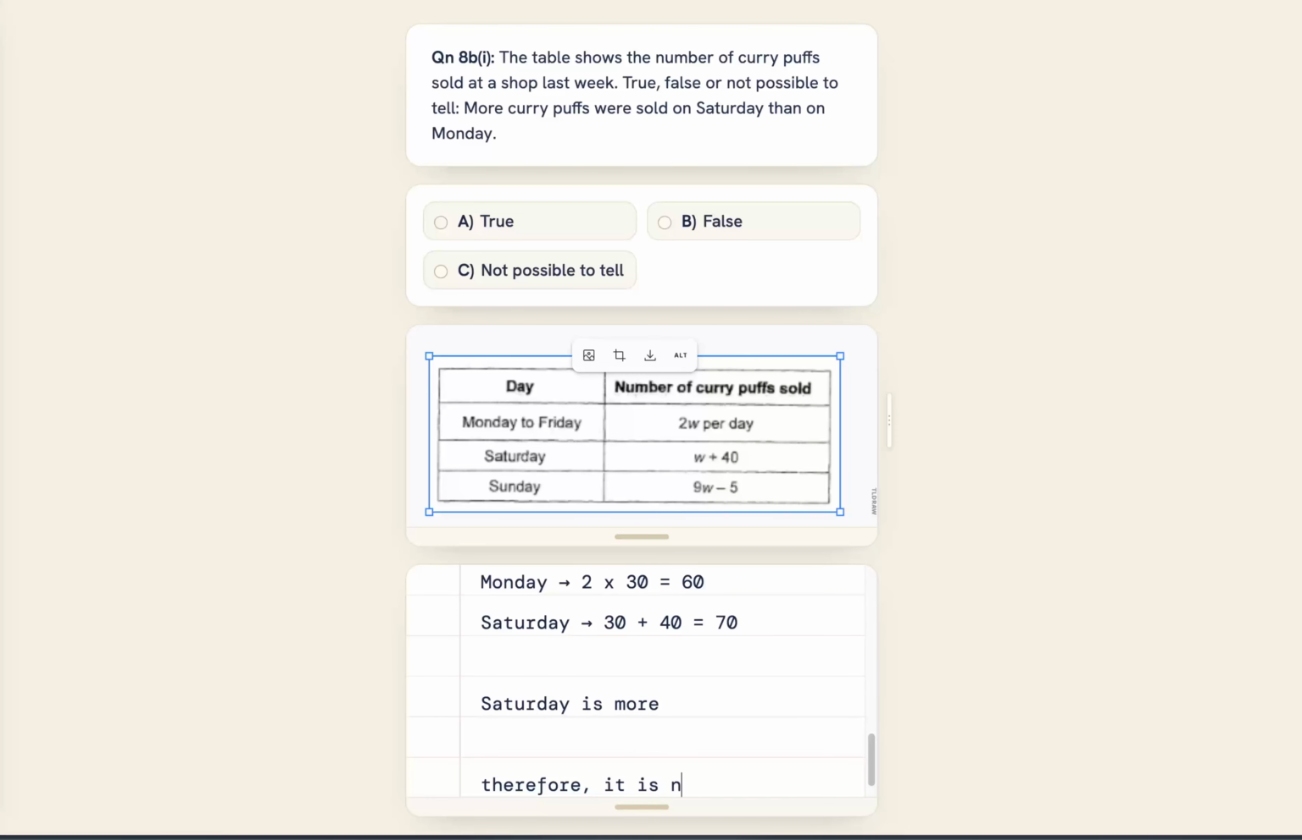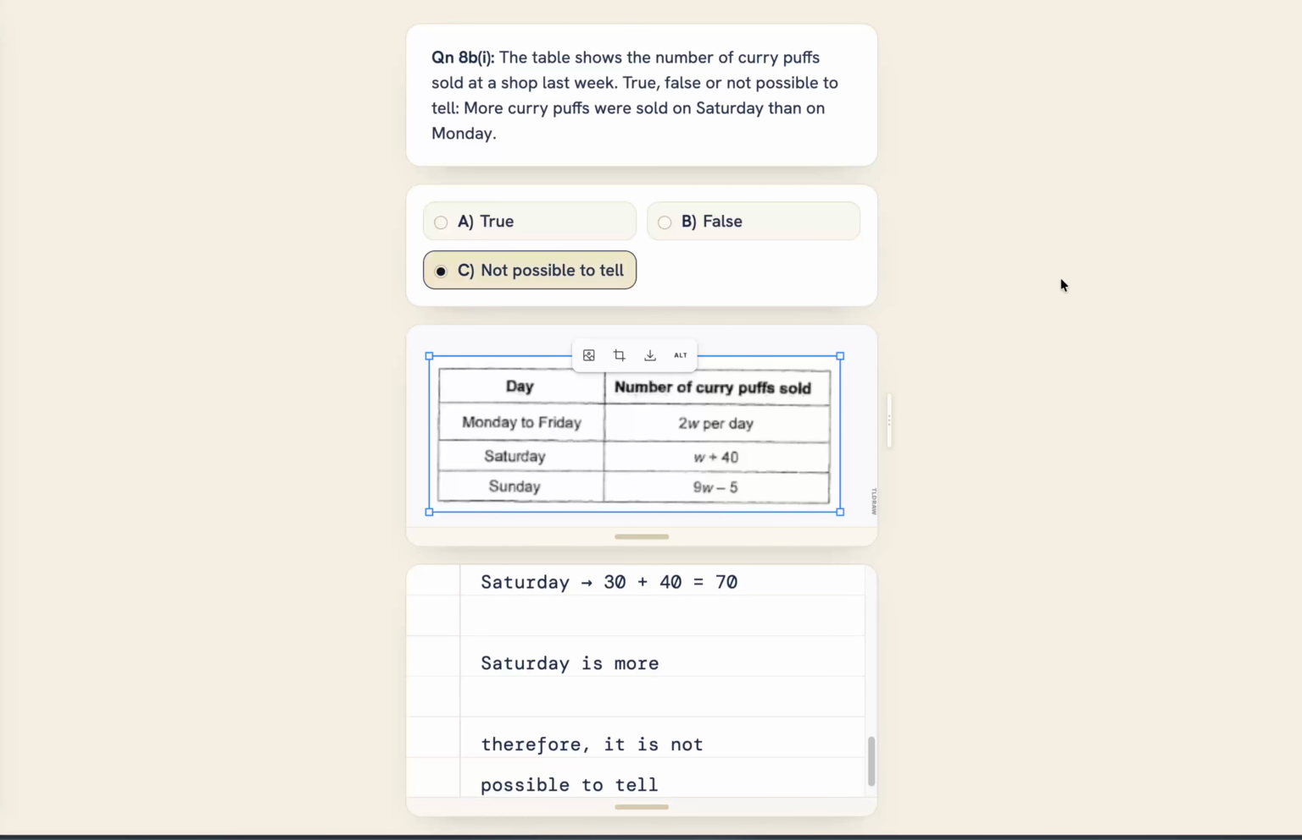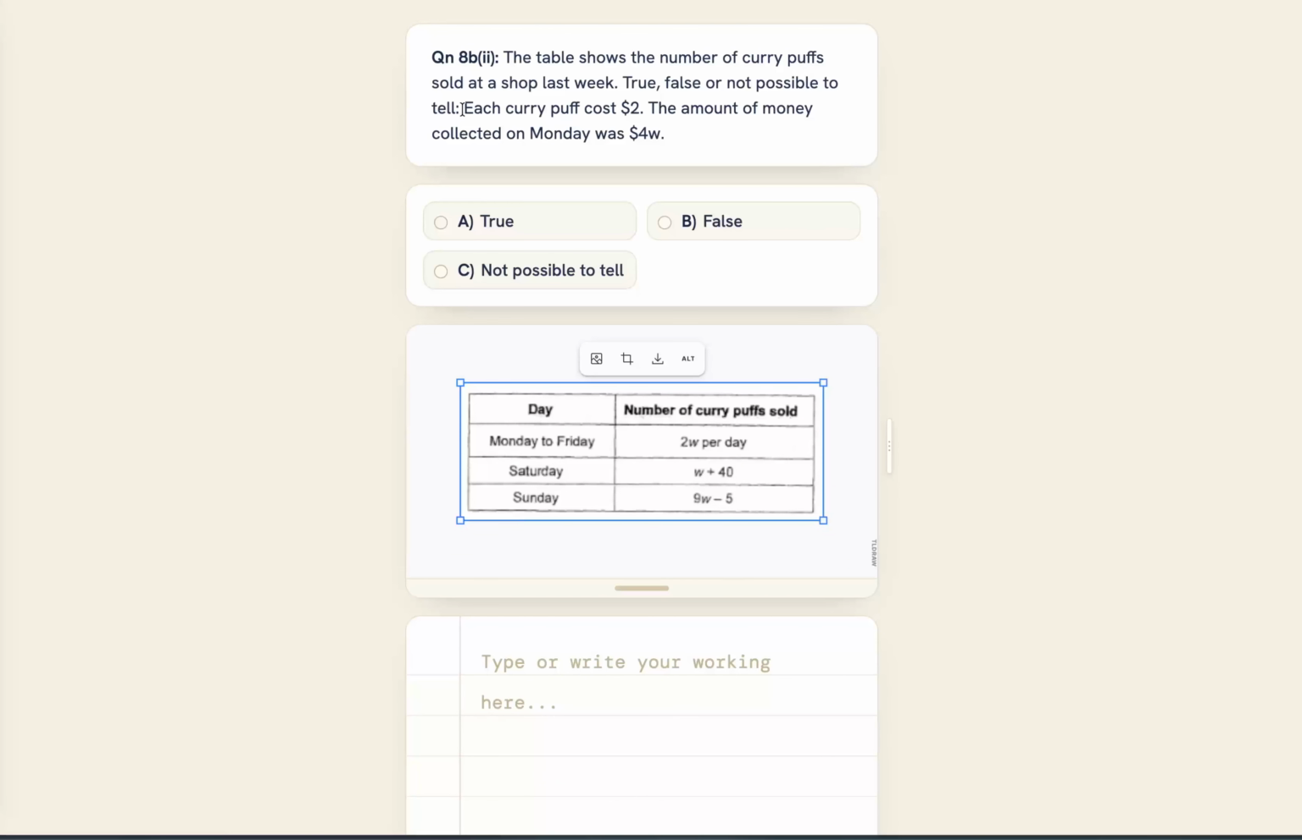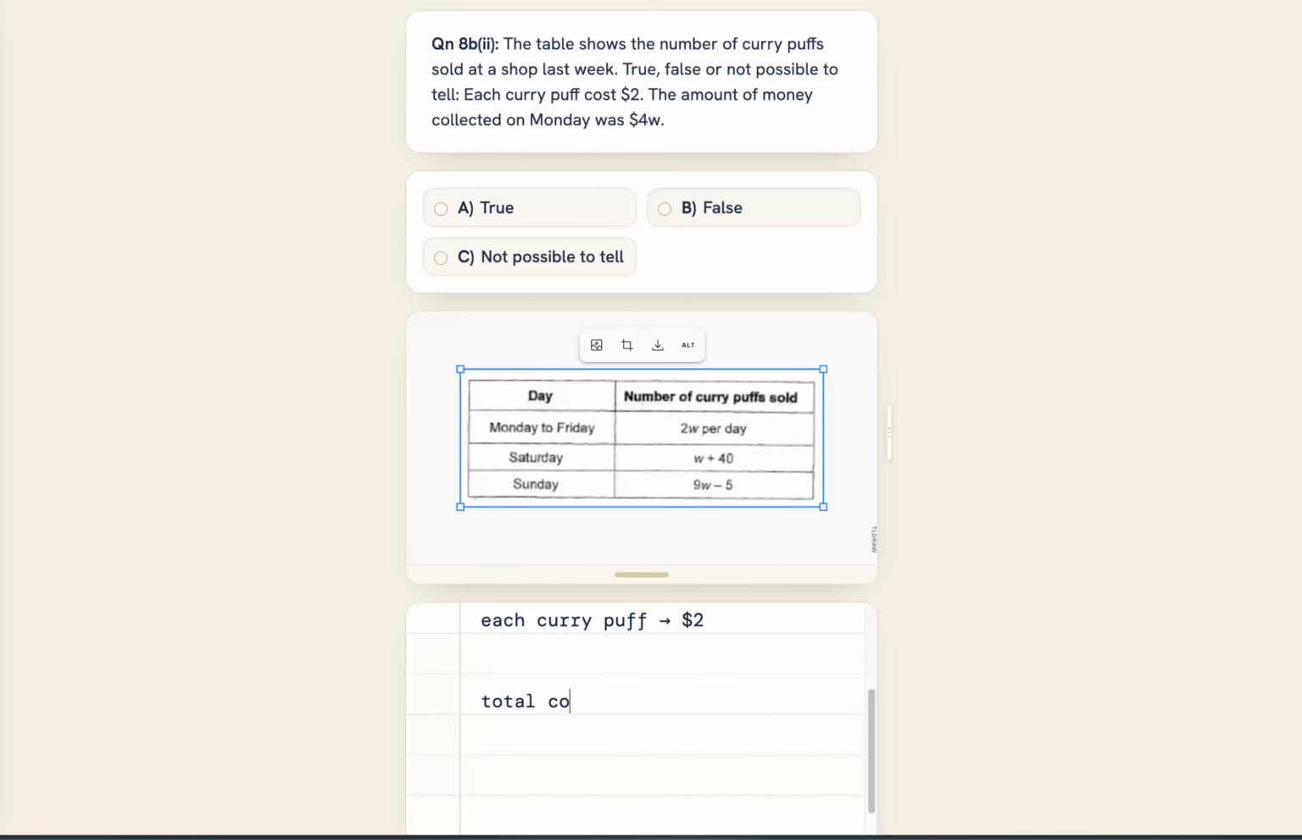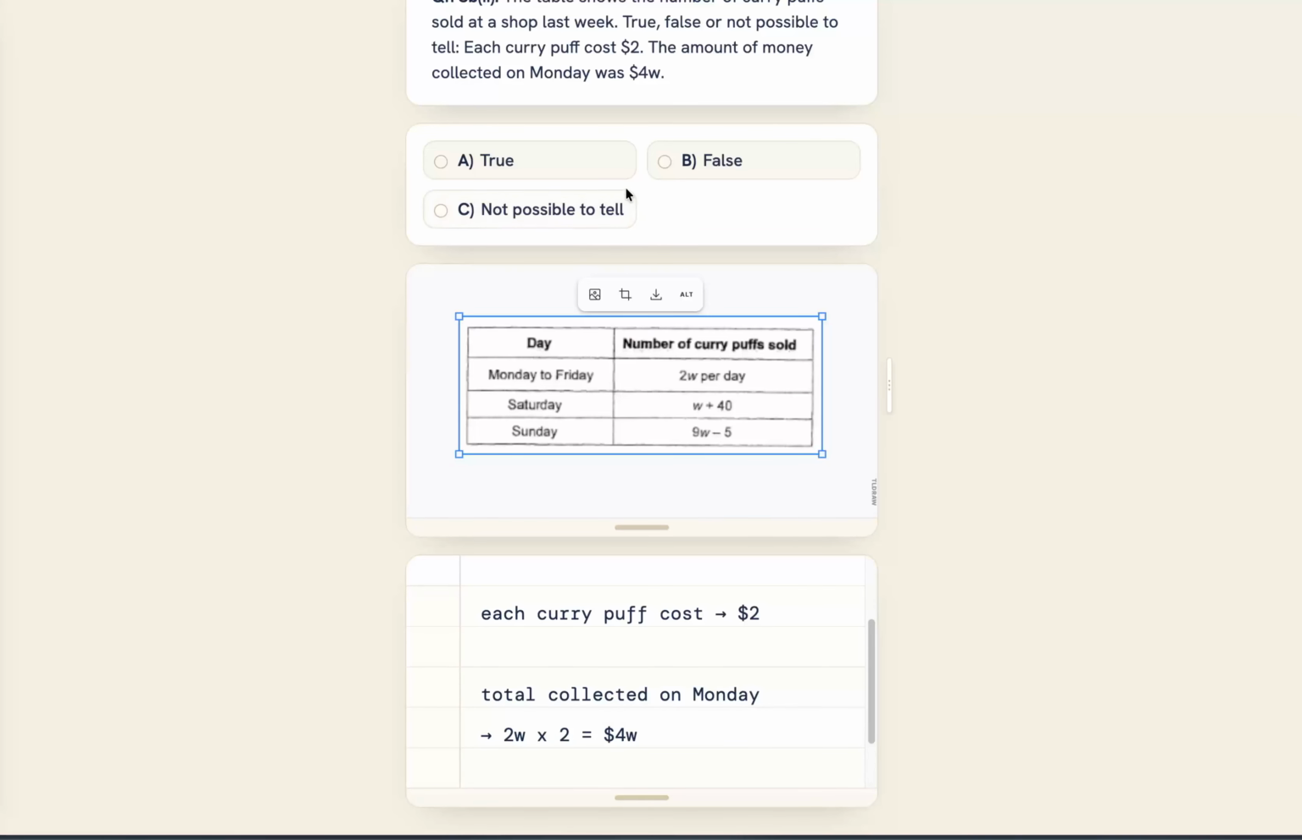Therefore, it is not possible to tell, which is option C. So part 2, this statement says each curry puff costs $2. The amount of money collected on Monday was $4W. So Monday's number of curry puffs is equal to 2W, and each curry puff is $2. So the total collected is 2W times 2, which is $4W. So that means it is $4W, which in this case is true.